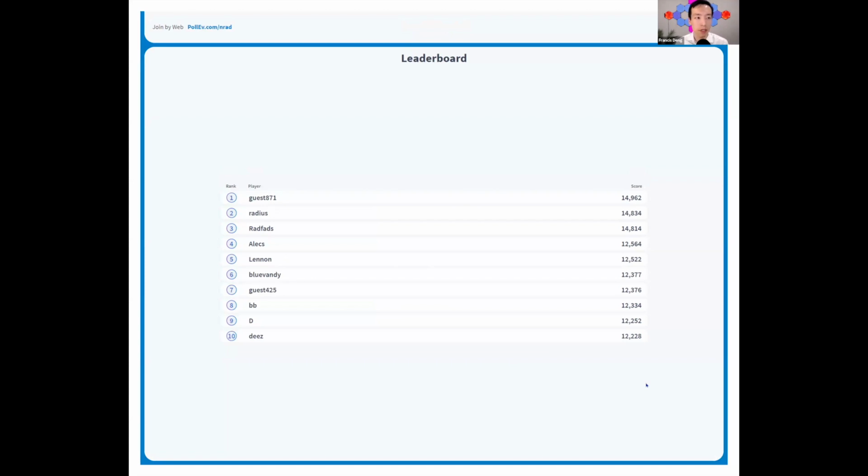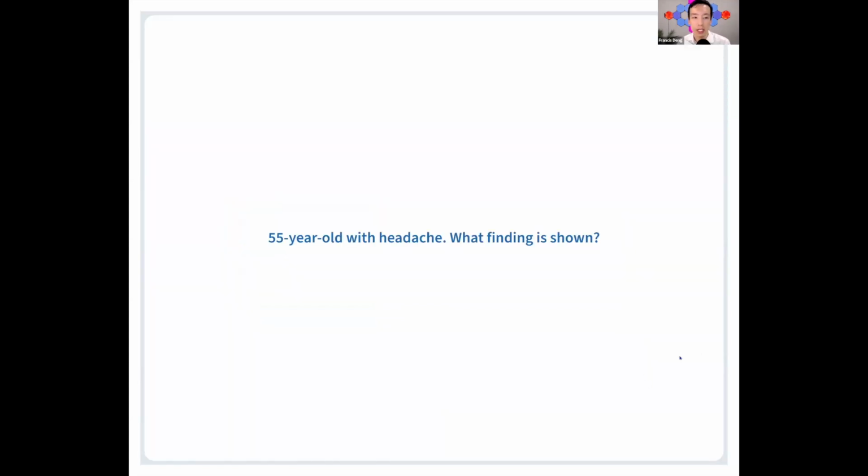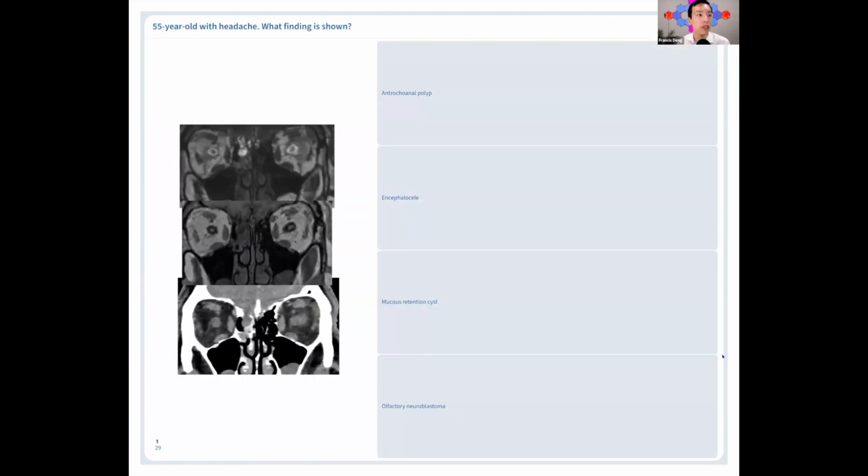All right, so we have a new leader on the board. It's guest 871. The next case is a 55-year-old with headache. What finding is shown? So I'm showing you a coronal KISS sequence, a coronal T1 weighted image without contrast, and a coronal CT through the level of the orbits and anterior skull base.